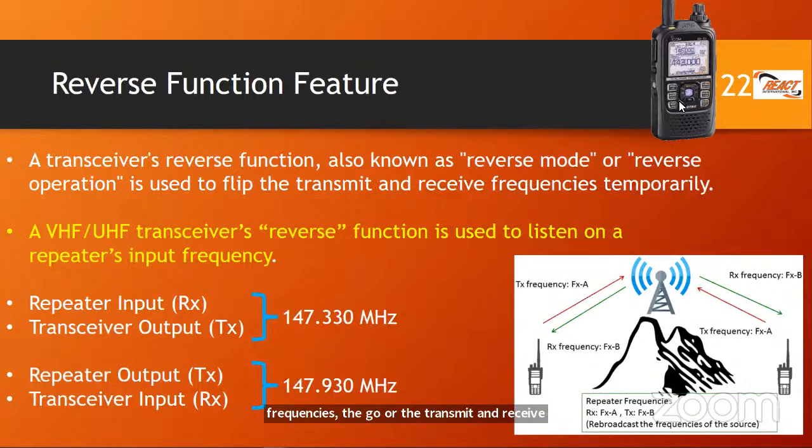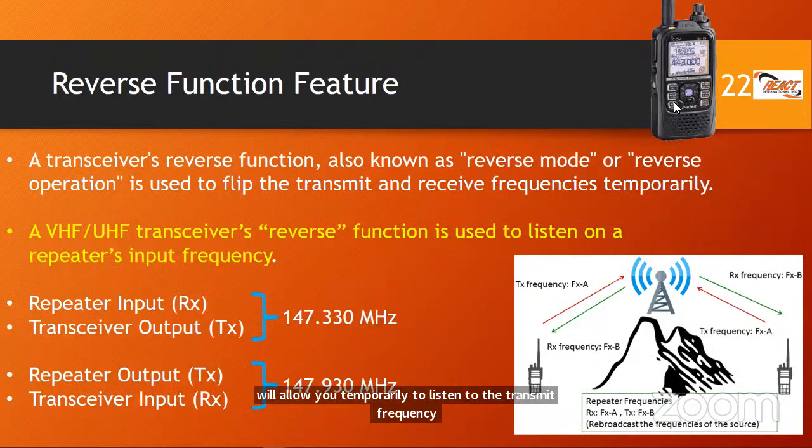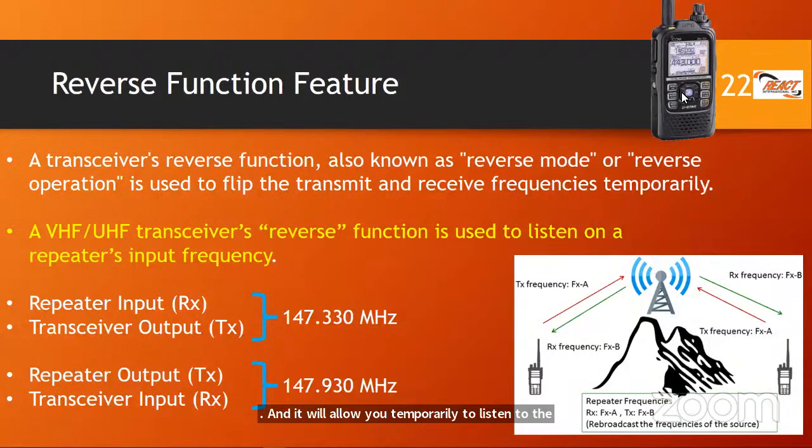So if you want to monitor that other frequency, your transmit frequency, you can press the reverse function button, or turn on the reverse function feature, and it will allow you temporarily to listen to the transmit frequency. Now, ordinarily, you will not want to listen to that transmit frequency. What you want to listen to is the repeater transmit frequency, not your transmit frequency, right?